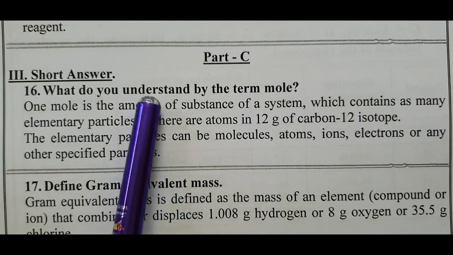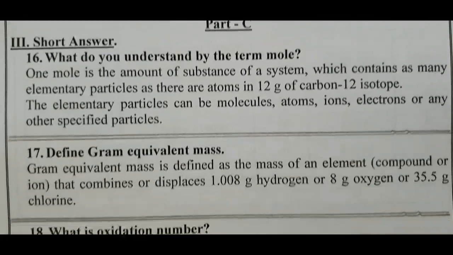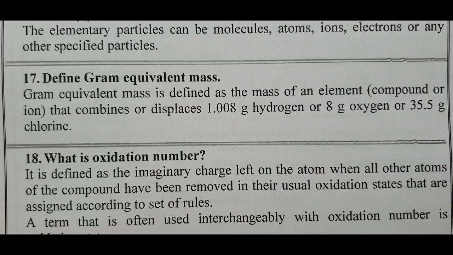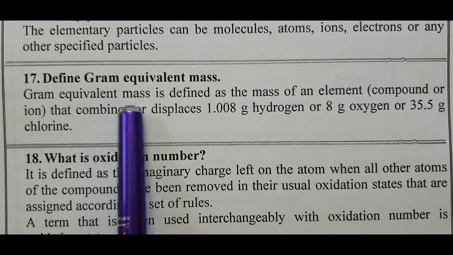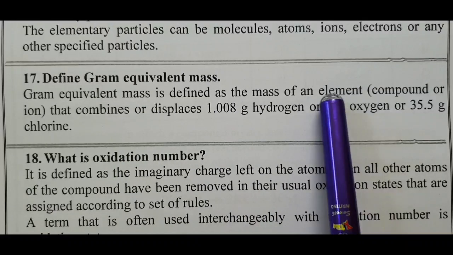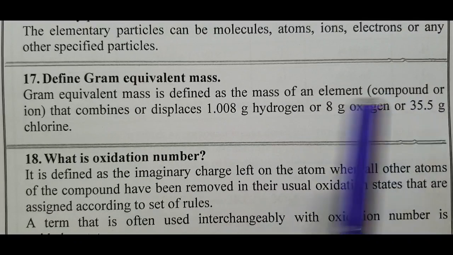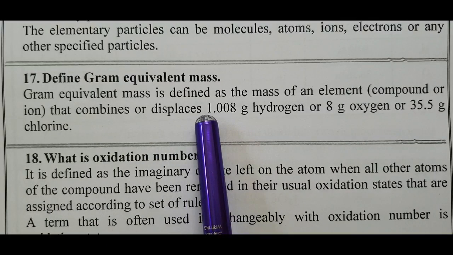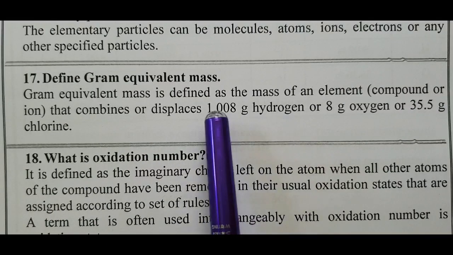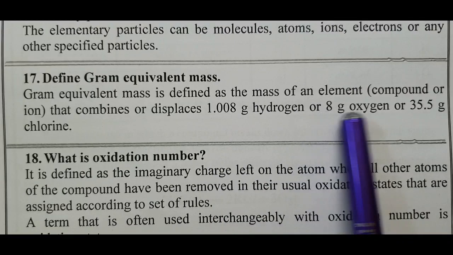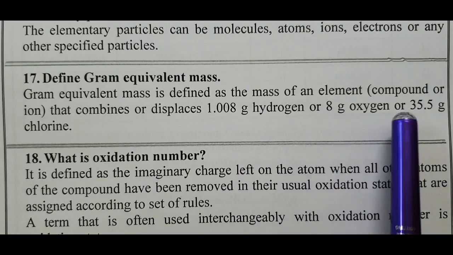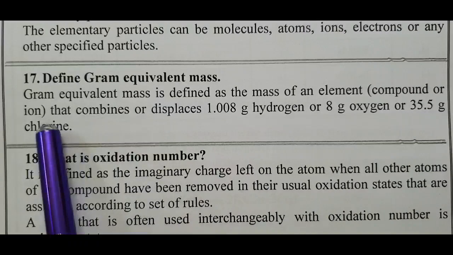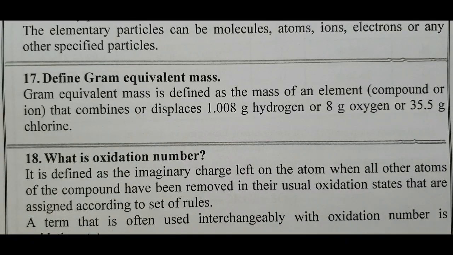This is mole. Define gram equivalent mass. What is gram equivalent mass? Gram equivalent mass is defined as the mass of an element, compound or ion that combines or displaces 1.008 gram of hydrogen, equivalent mass of hydrogen, or 8 gram of oxygen, equivalent mass of oxygen, or 35.5 gram of chlorine, equivalent mass of chlorine. Question number 18.